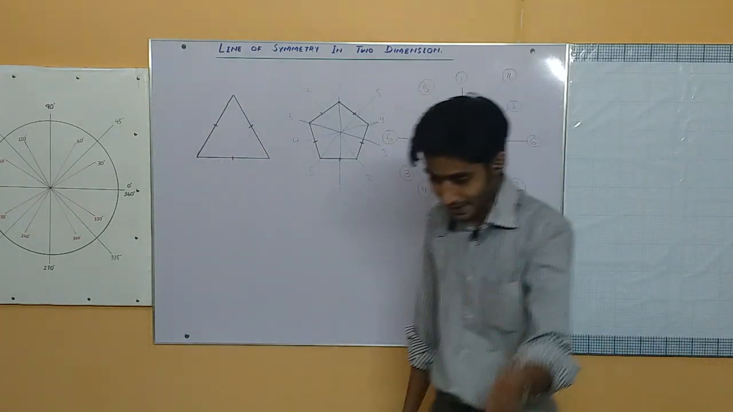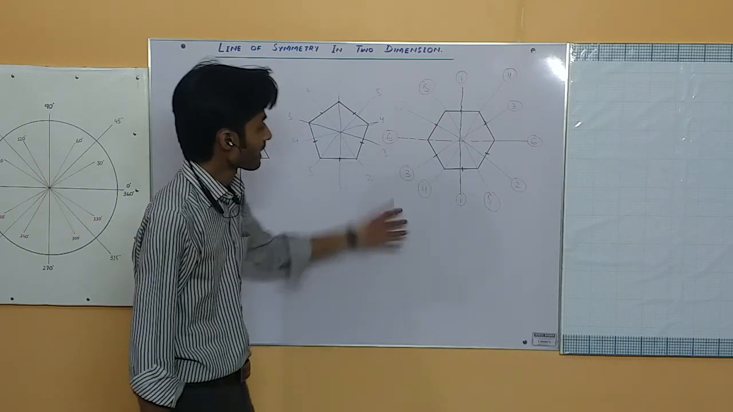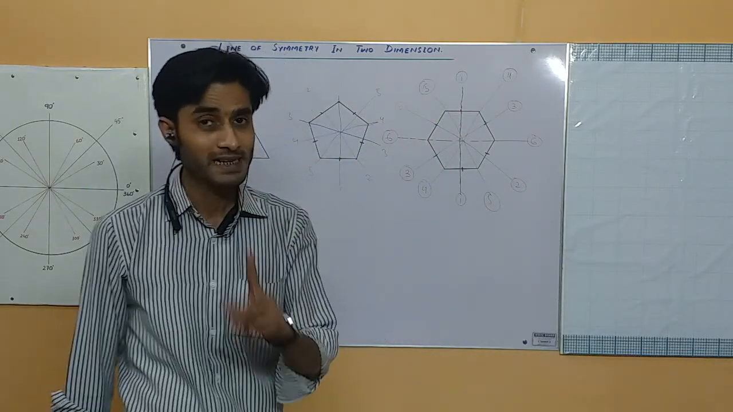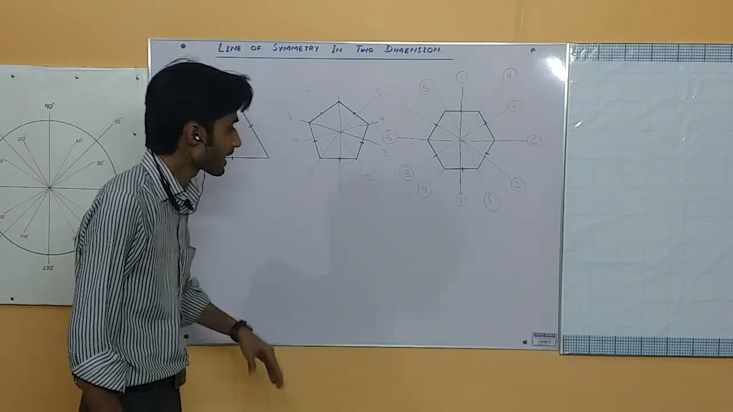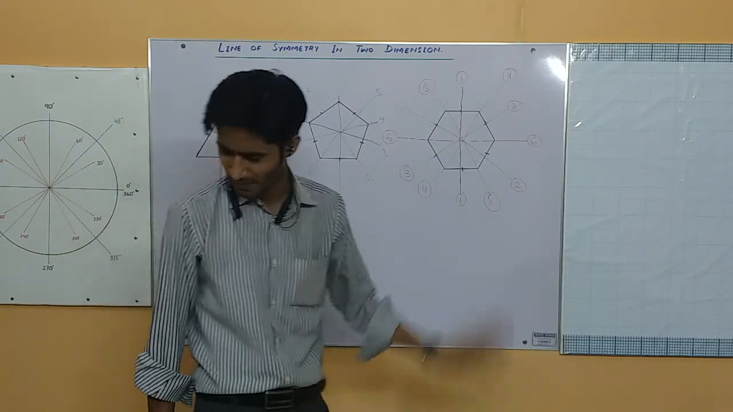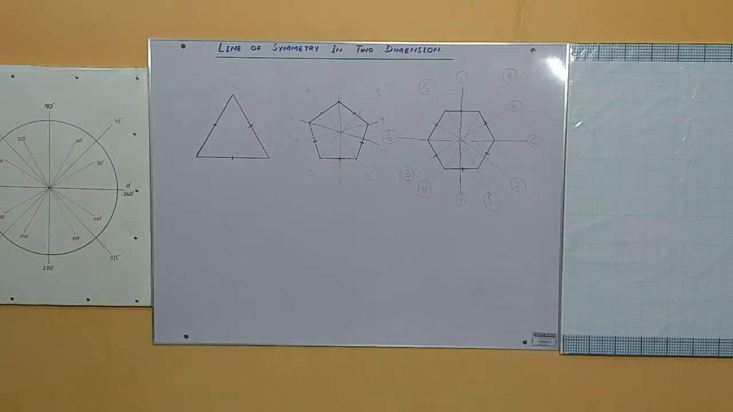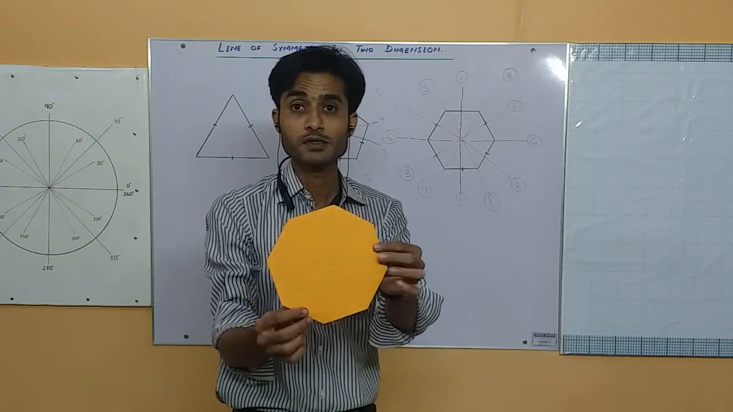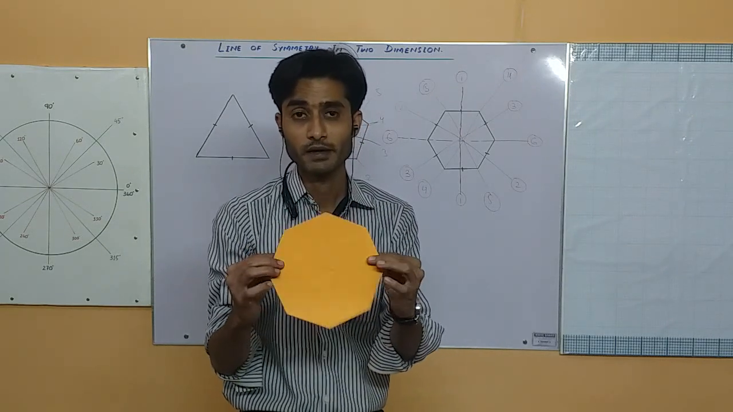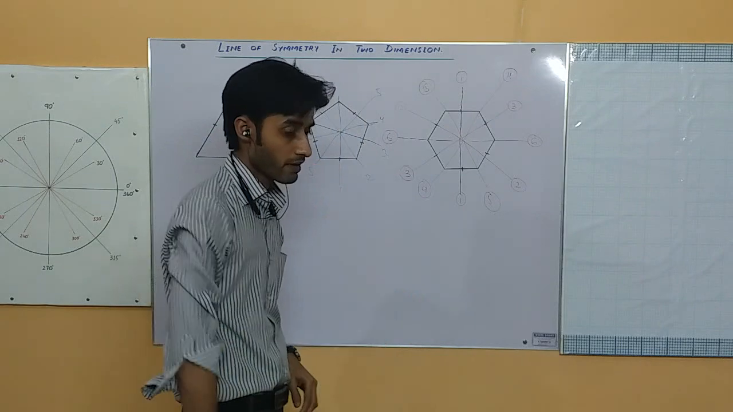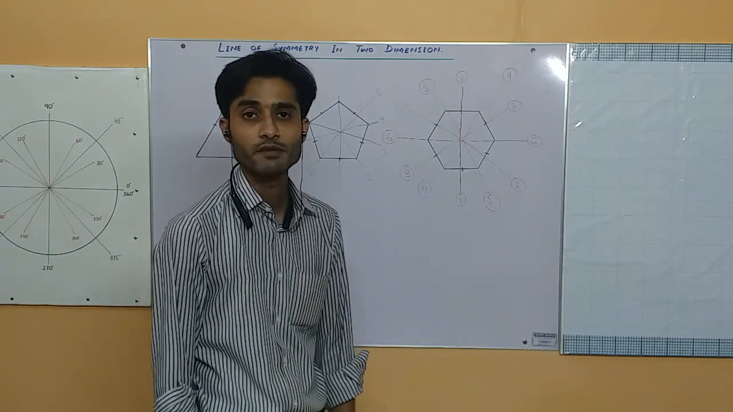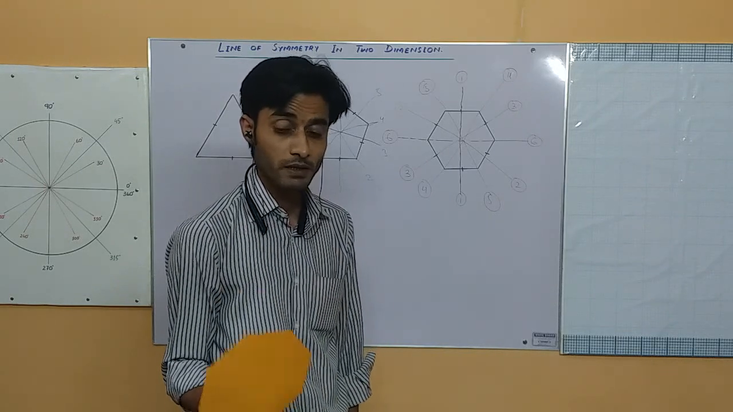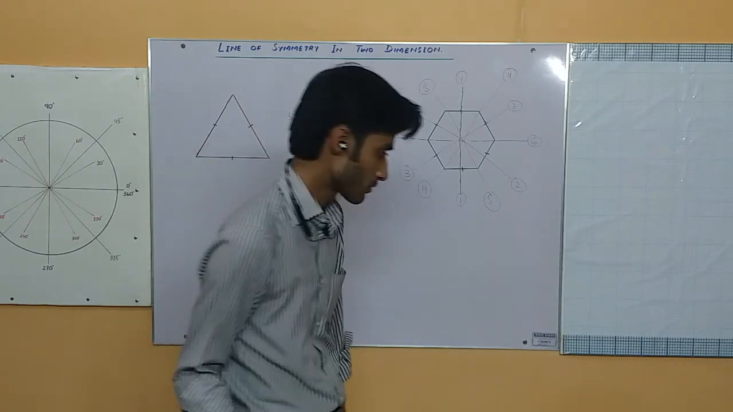So you can conclude from these polygons that when I have a regular hexagon, how many lines of symmetry did I have? I had 6 lines of symmetry. Now I have a regular pentagon, so how many lines of symmetry do I have? 5. What is this? This is a regular octagon. If I ask you how many lines of symmetry will be there in a regular octagon, there will be 8 lines of symmetry.